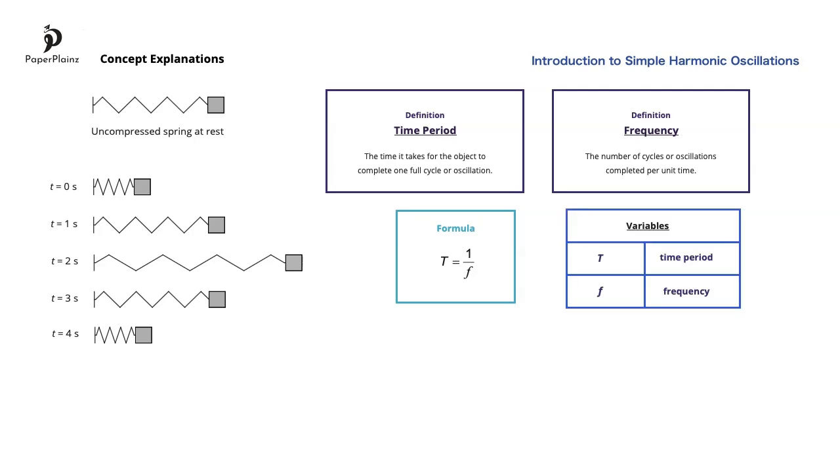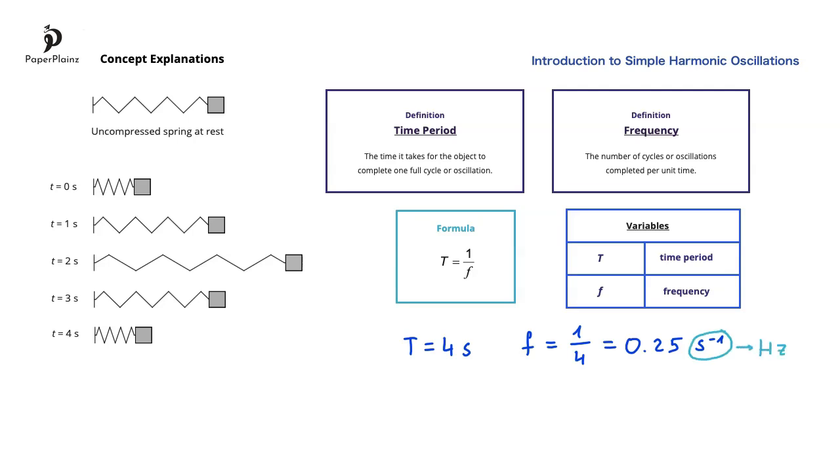As we mentioned, the time period for this oscillation is 4 seconds. Rearranging the formula above for frequency, we get f is equal to 1 over T, or 1 over 4 seconds. This is equal to 0.25, and since we are dividing by seconds, the unit is seconds to the power of -1, or per second. A unit that is more commonly used for frequency is the hertz.